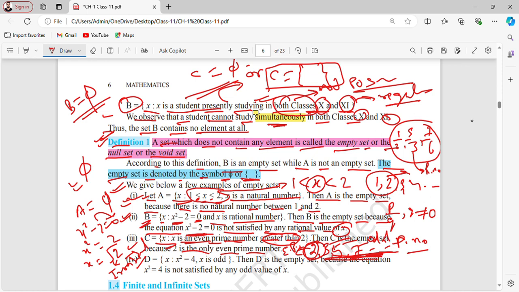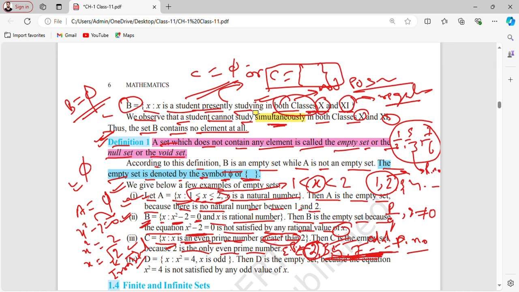You can try some examples from your side if you understand the topic. This is it for today, and we will understand some new topics on another day.